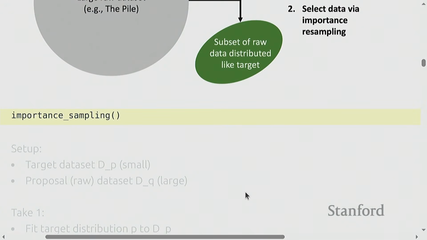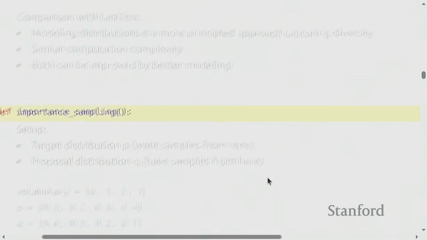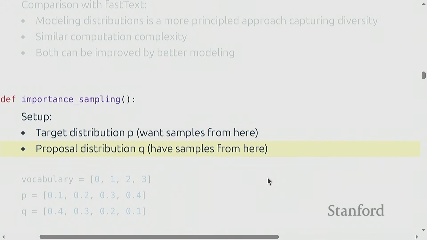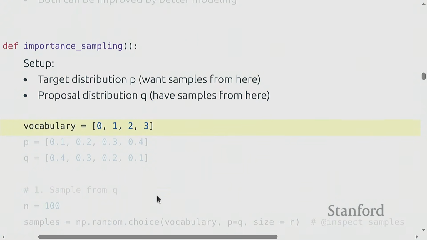First, just a quick refresher of importance resampling. This shows up in many contexts like particle filtering and Monte Carlo methods. You have a target distribution P, a distribution, not a data set, where you ideally want to draw samples from, but you only have a proposal distribution Q from which you can draw samples. For example, if you have a vocab of 0, 1, 2, 3, let's say this is your target distribution, and your proposal distribution is this.